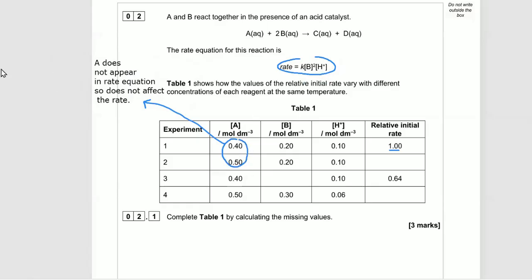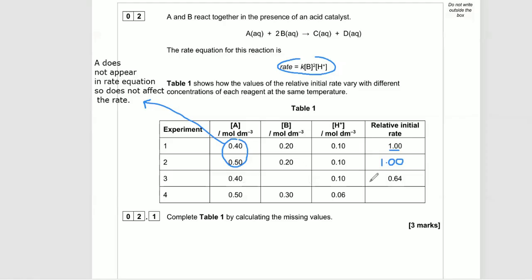But notice that A does not appear in the rate equation. The rule tells us if a reactant doesn't appear in the rate equation, it doesn't affect the rate of reaction. And so as B and H, which do appear in the rate equation, haven't changed, the relative initial rate is going to be identical. It's still going to be 1. So the rate is 1. They've changed A, but it has no effect on rate.